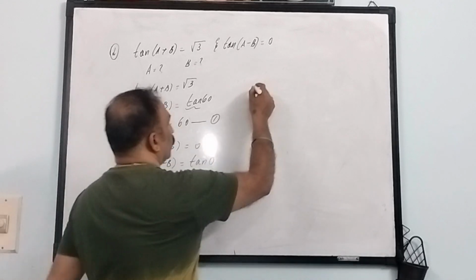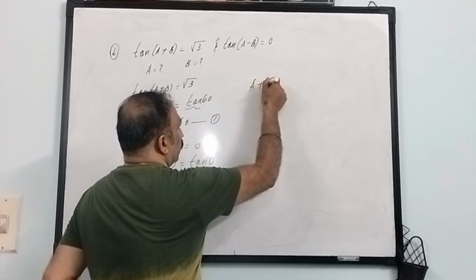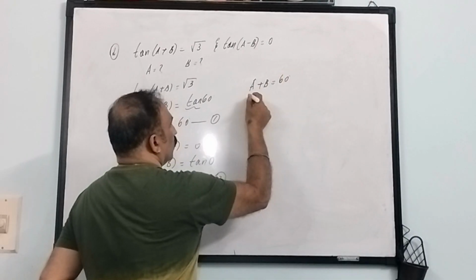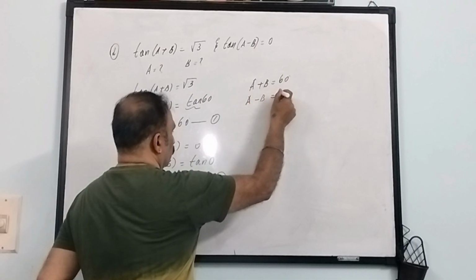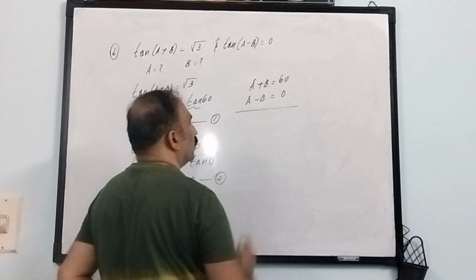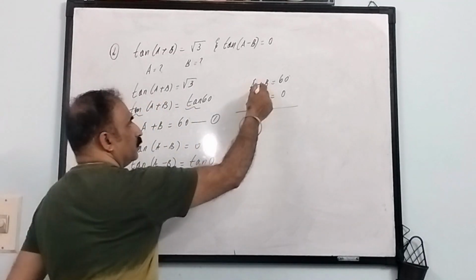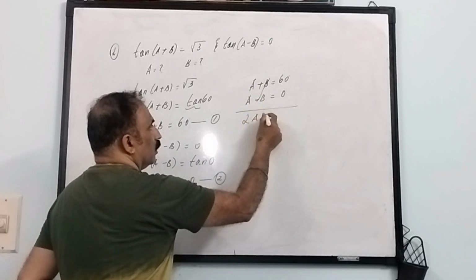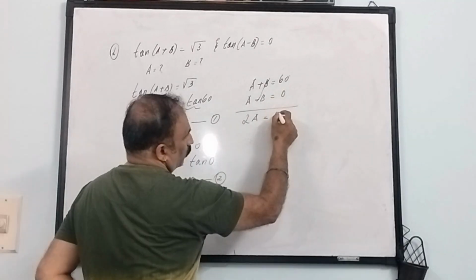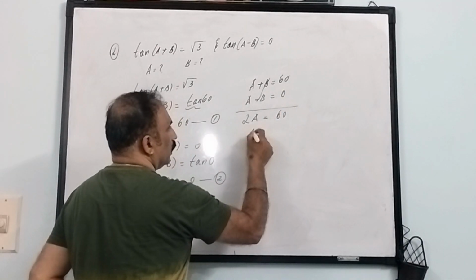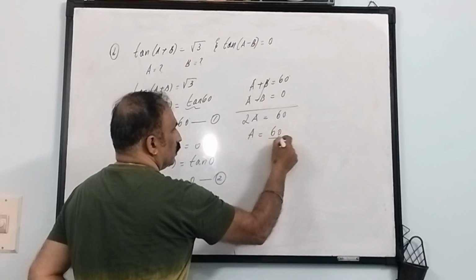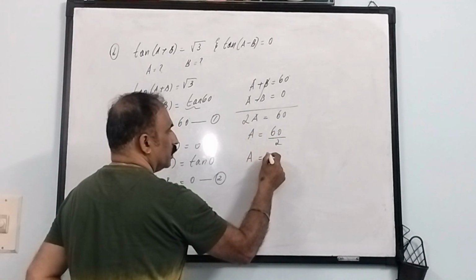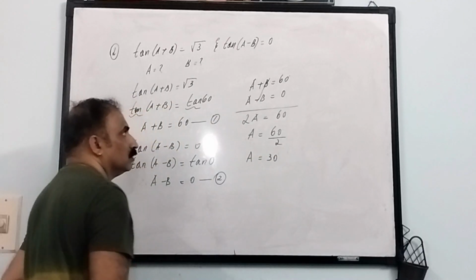Now, considering the two equations, A plus B is equal to 60 and A minus B is equal to 0. Simultaneous equations, plus B and minus B get cancelled. A plus A is going to be 2A and 60 plus 0 is going to be equal to 60. A is equal to 60 divided by 2. A is going to be equal to 30 degrees.